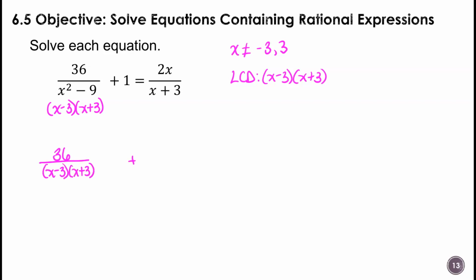And leave some space. Whoops, maybe I scoot that closer to the plus sign. If only I could write. Then we multiply every expression in our equation times our LCD.